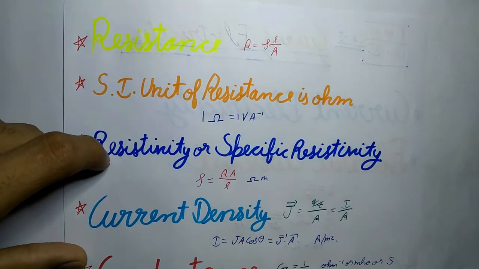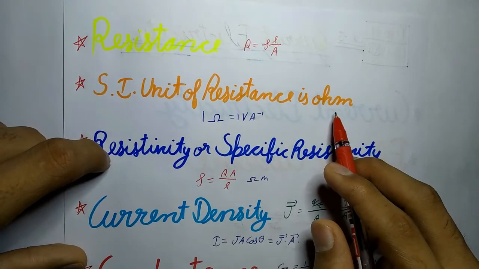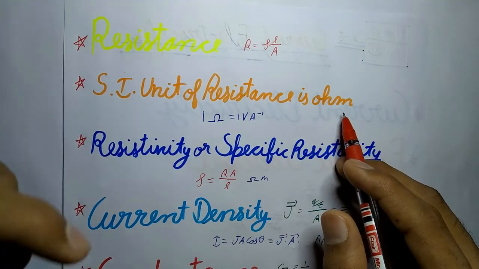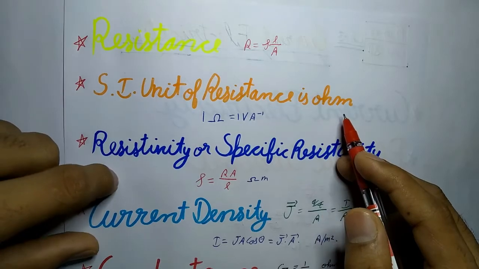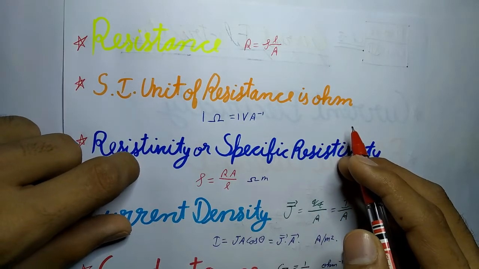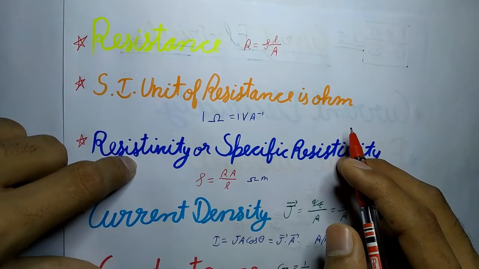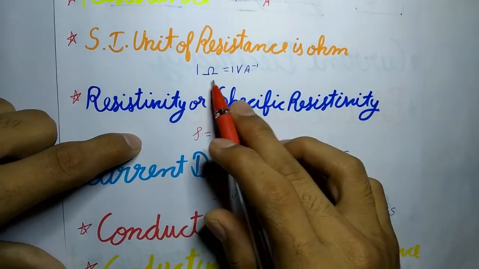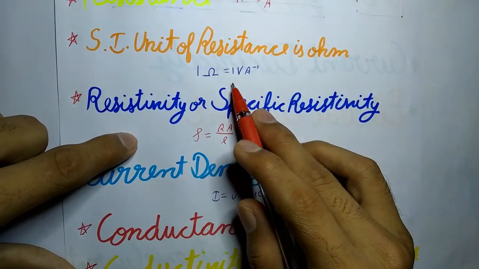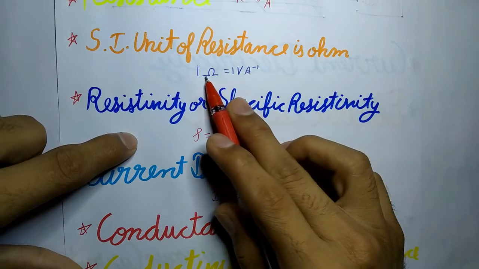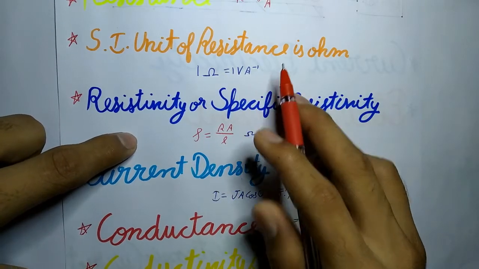Now SI unit of resistance is ohm. The resistance of a conductor is 1 ohm if a current of 1 ampere flows through it on applying a potential difference of 1 volt across its ends. So 1 ohm is equal to 1 volt upon 1 ampere, or we can say that 1 ohm is equal to 1 volt ampere inverse.